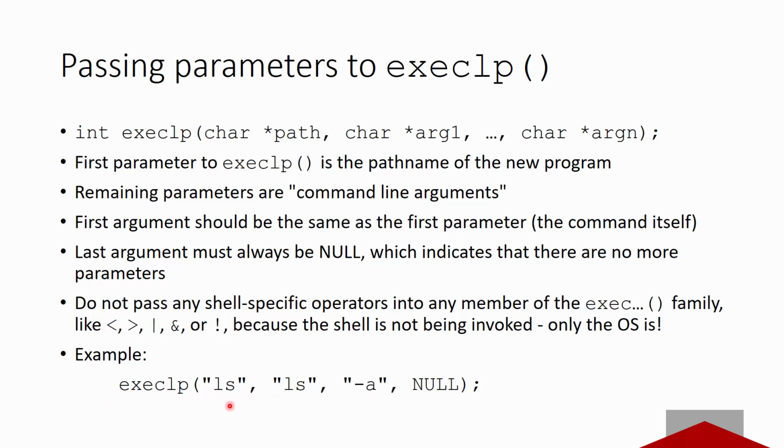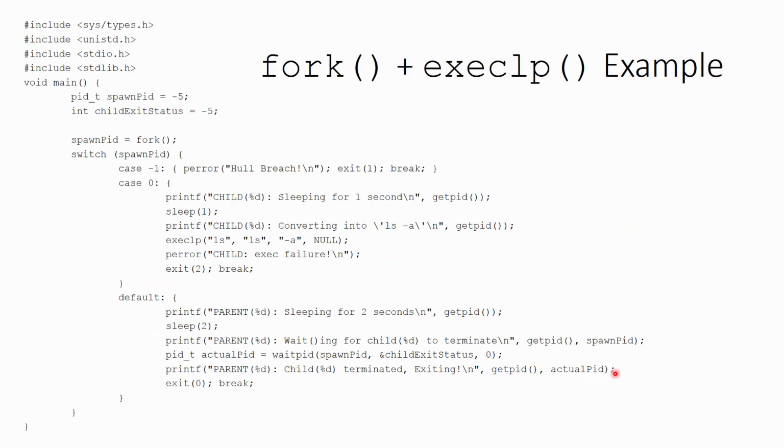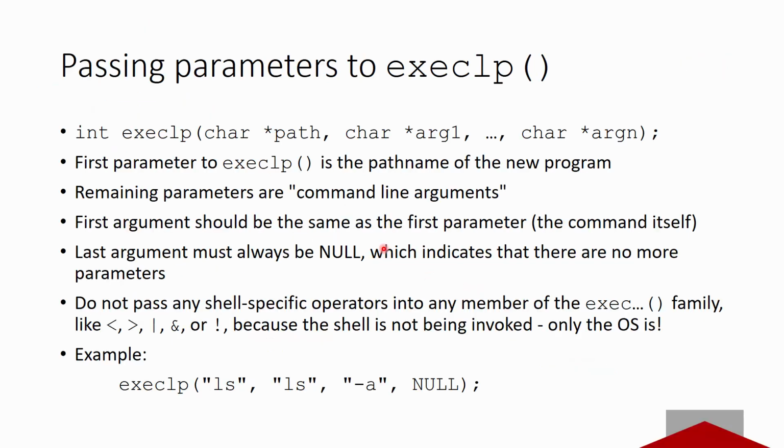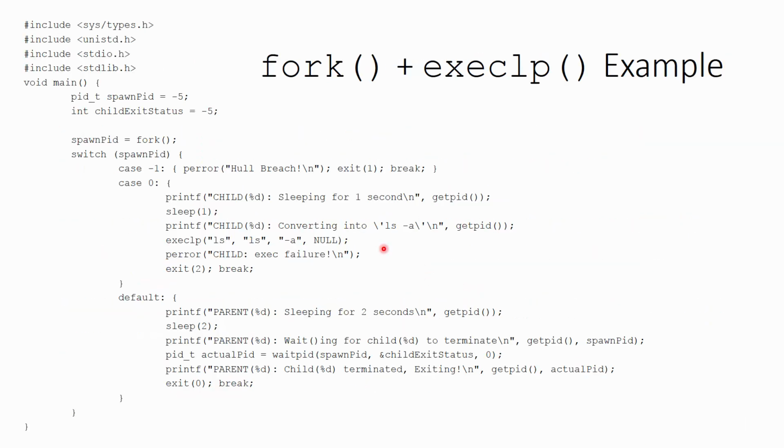So again, if you're trying to run ls -a, then you put the program itself here, and then the first argument is the same thing, and then the actual first argument. Kind of funny how this ends up looking. Here's an example for the lp version. This is a full example of it.